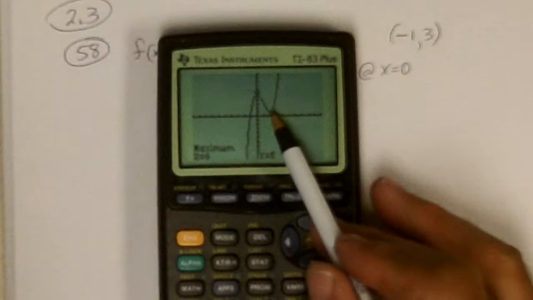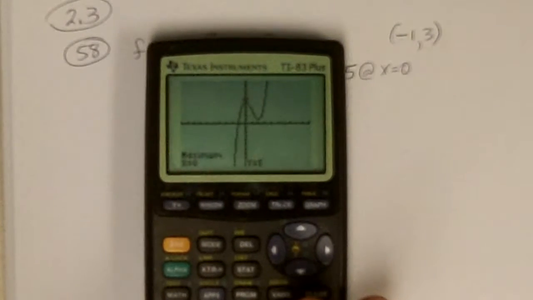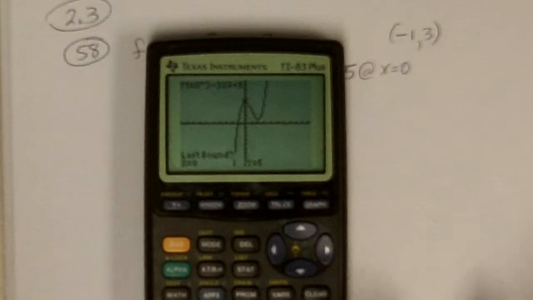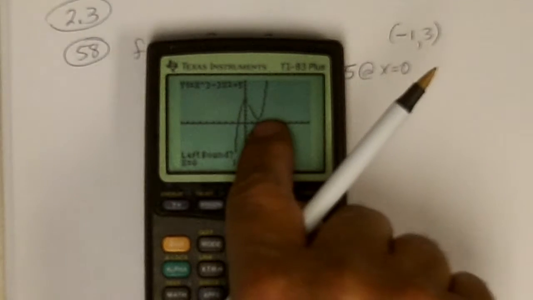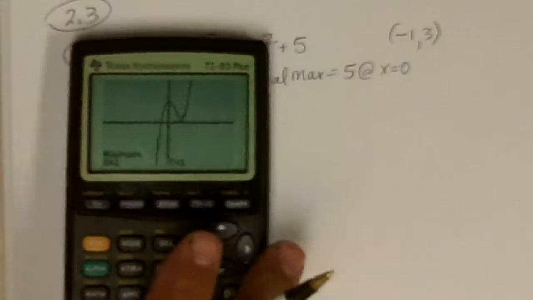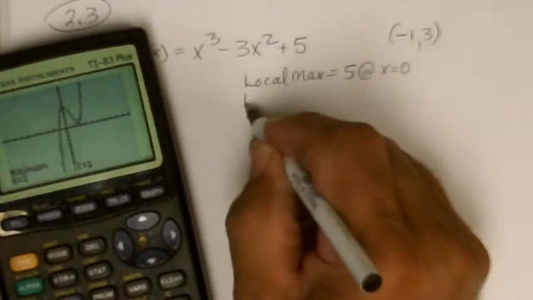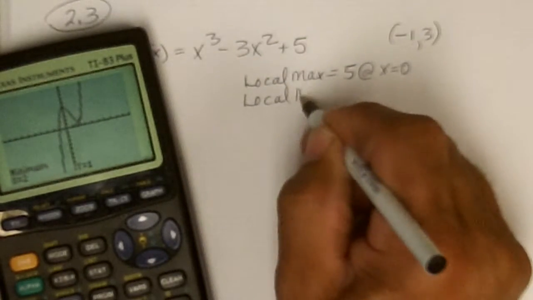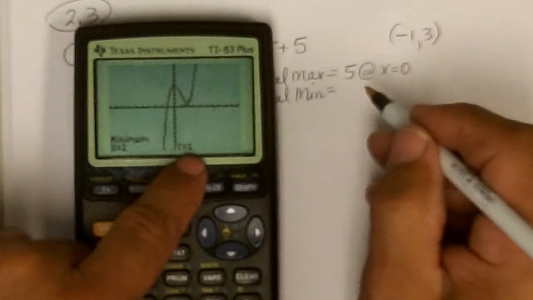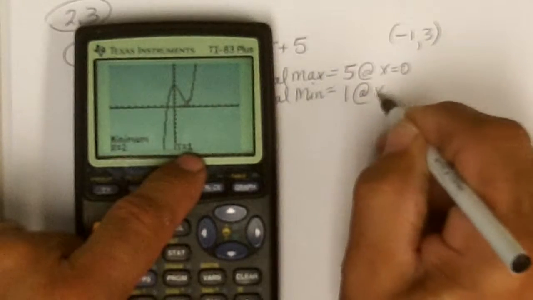Looks like we have a local min at about 2. Let's find out. So second, calculate, minimum between, we think it's at 2, so it's between 1 and 3, and we think it's about 2, so that's my guess. And it says, yes, at 2, it's at a minimum. We have a local min of 1 at x equals 2.